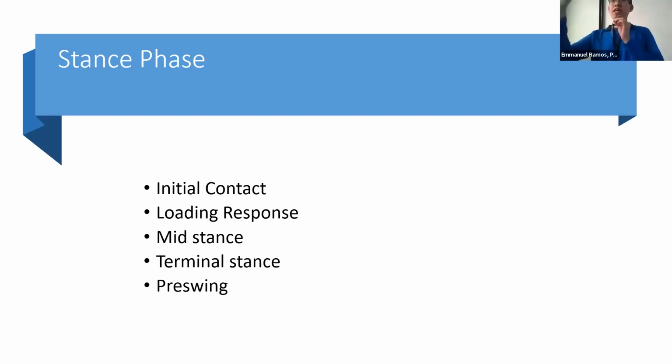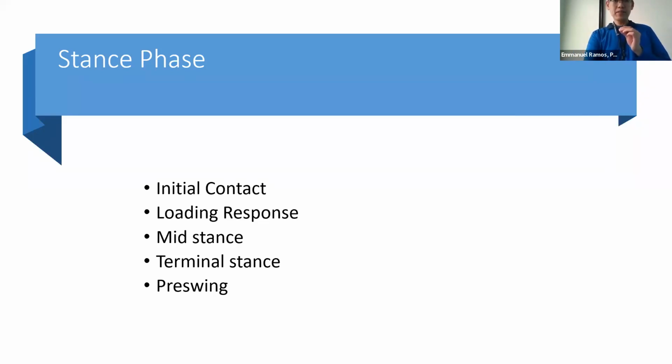So those are the 5 stages of the stance phase, okay? So initial contact is when the foot touches the ground. Loading response is the period of weight acceptance. Mid stance is when full loading of the single limb stance happens. Terminal stance is when the leg is behind, almost into hip extension. And pre-swing is when the leg is preparing to push off.